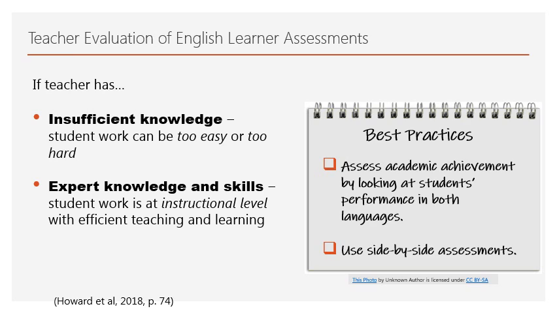Two of the best practices that were identified were assessing academic achievement by looking at students' performance in both languages and watching their slope of growth in both languages, and also to use side-by-side assessments.